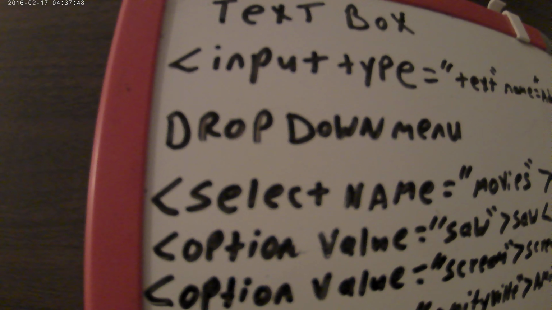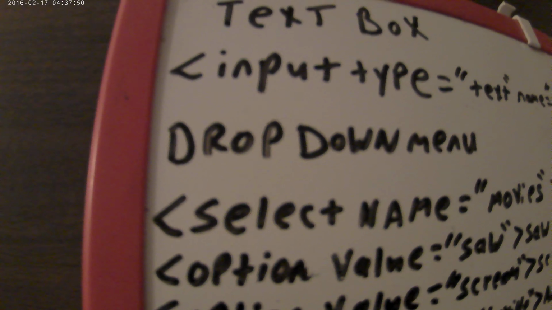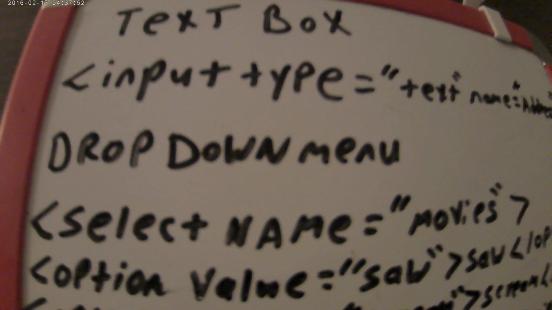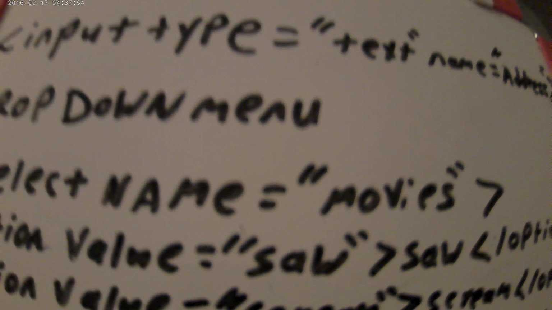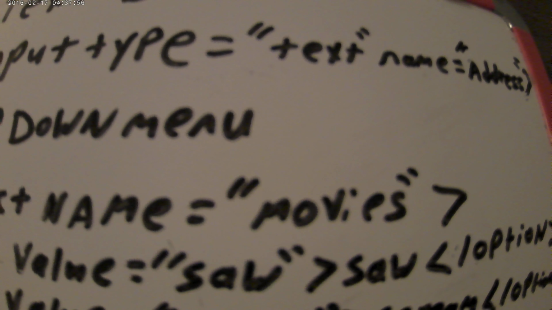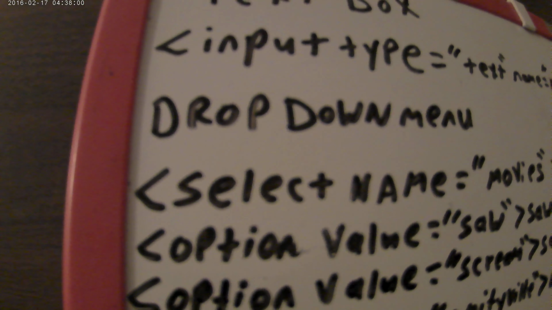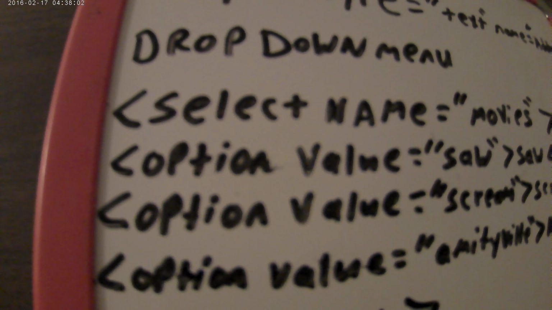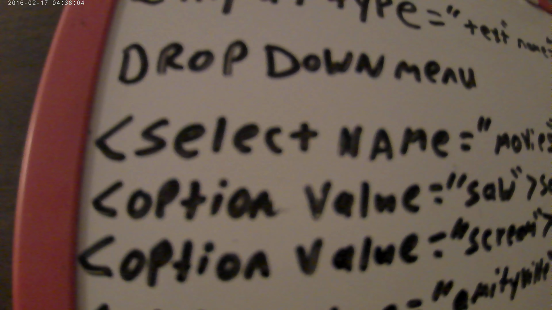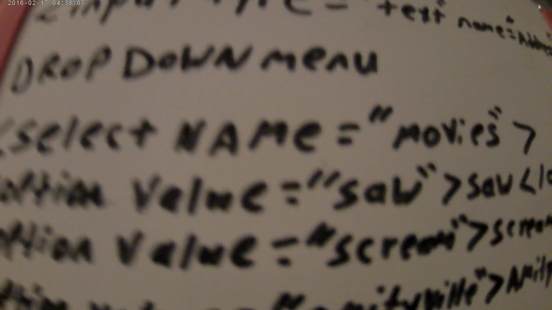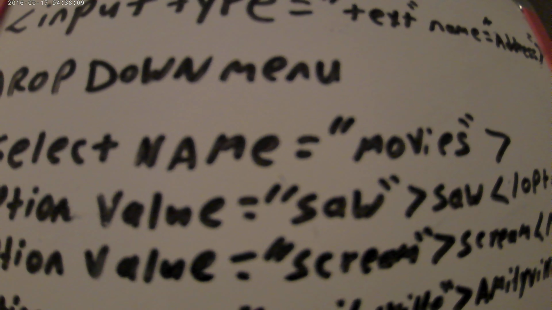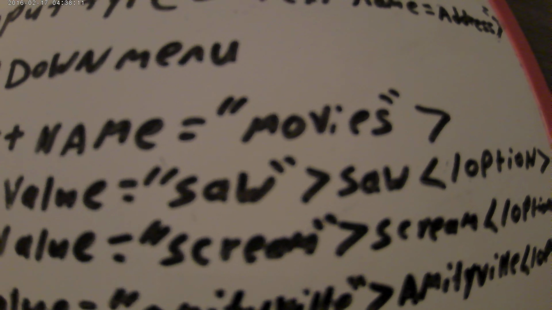And the first tag you need to set up is the select tag. And then you would give the drop down a name. So in this case, I gave the drop down the name of movies. So then the three tags that are nested within are all option tags. So the first option has a value equals Saw. So that would correspond to the movie Saw.